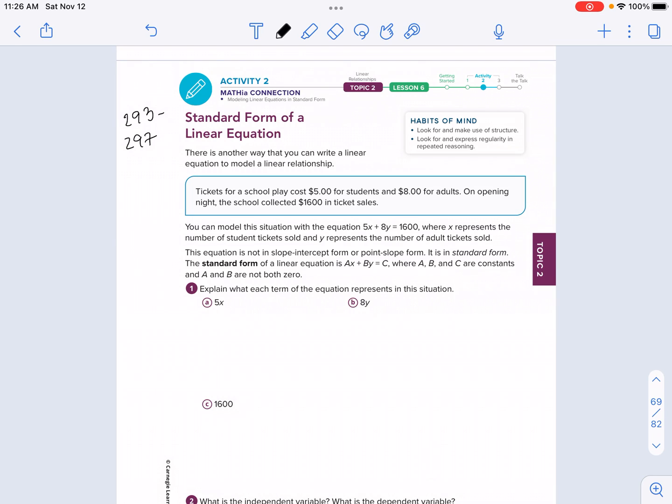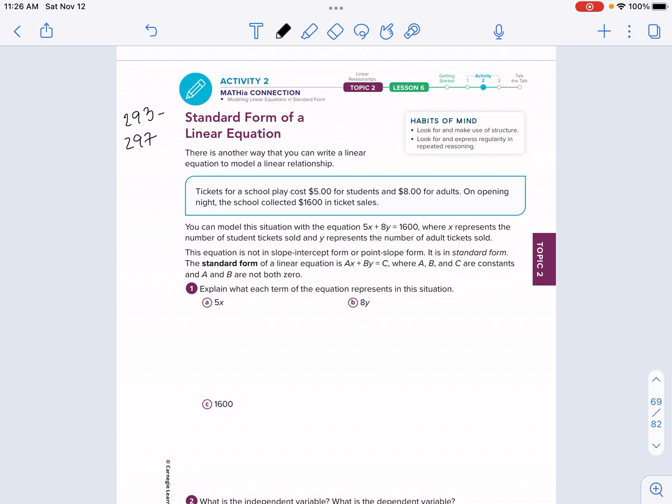All right, we are on page 293. This video is going to cover until page 297, which will be the last topic and also the last lesson in this module. So we'll be taking our test on this topic pretty soon.